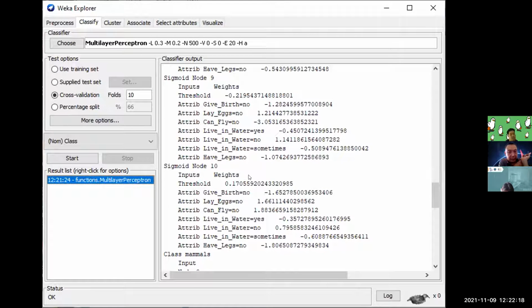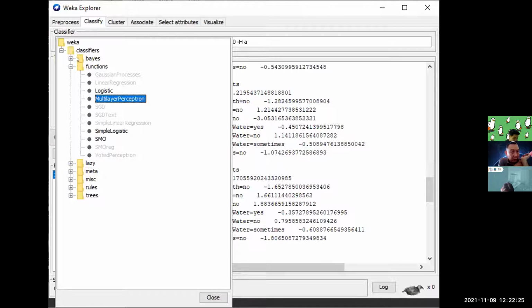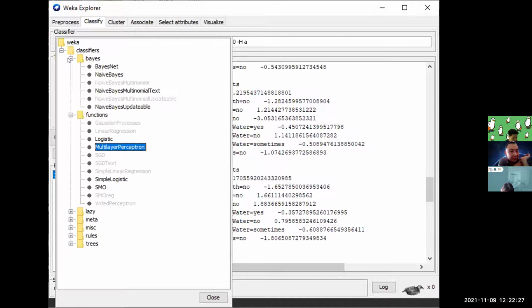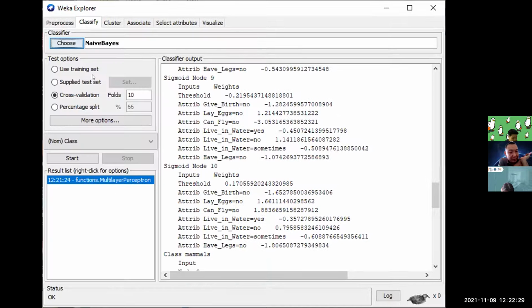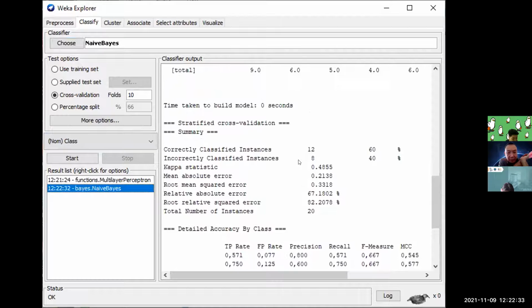Okay, good. Try other things that you want to try. Which method you want to choose? Say Bayesian, okay. Say naive Bayes. And start. Okay, you get 60%. This is not so good, but it's okay.